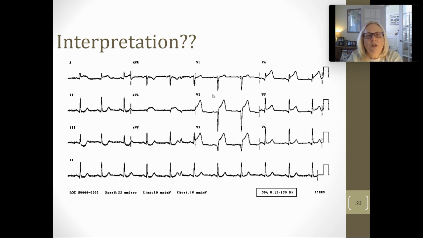Okay, so let's look at V1, 2, 3, and 4. V1 looks pretty okay. There's something going on in 2, something in 3, and something in 4. I'm not going to say it at first. See if you can think about what it is in your head. I'll give you the answer in a moment.